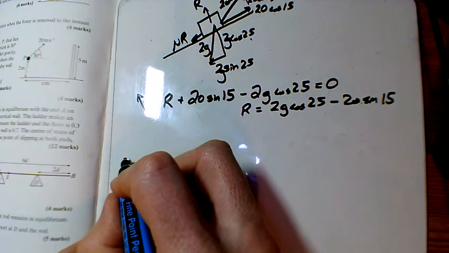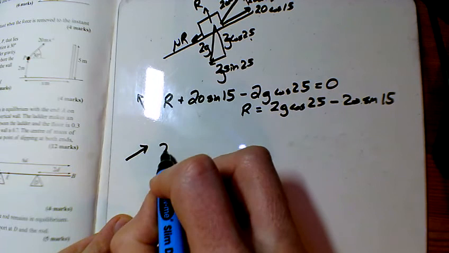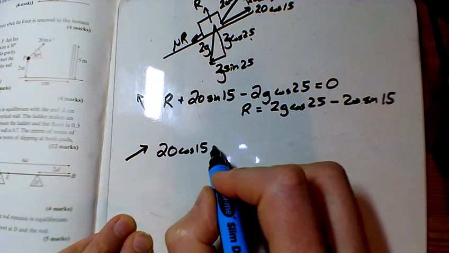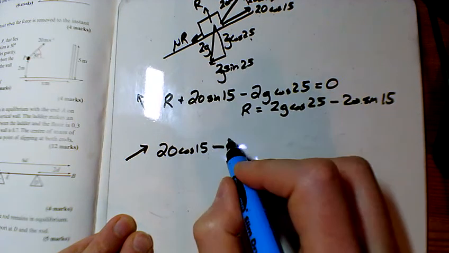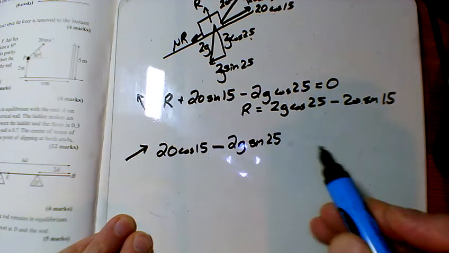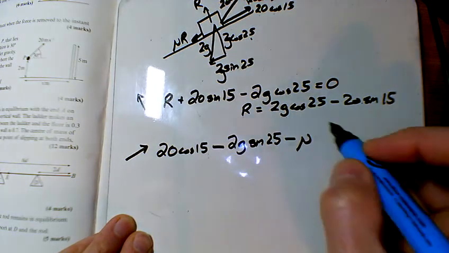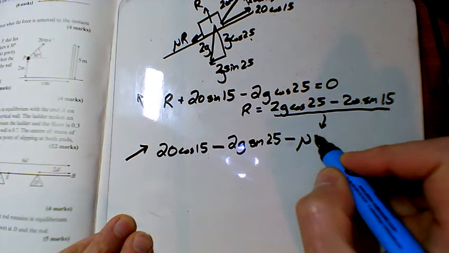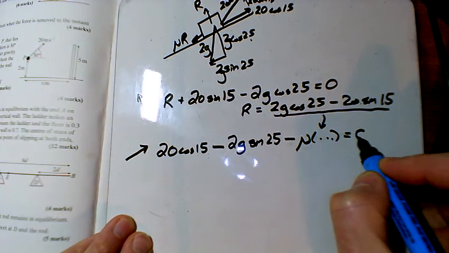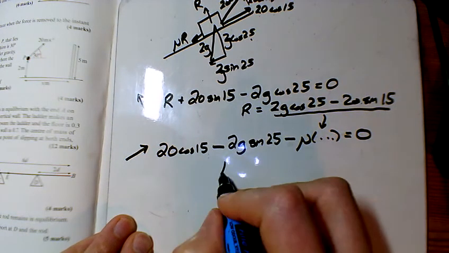So now I'm going to look at the forces going up the plane, and that's being pulled by that force there. So I've got 20 cos 15 going up the plane. Stopping it, I've got that component of the weight, so the 2g sine 25. And we've also got the mu R, so minus mu times what R is. All of that in there, and that's going to equal 0, because it's moving at a constant speed of 8 meters per second. And so what is mu?